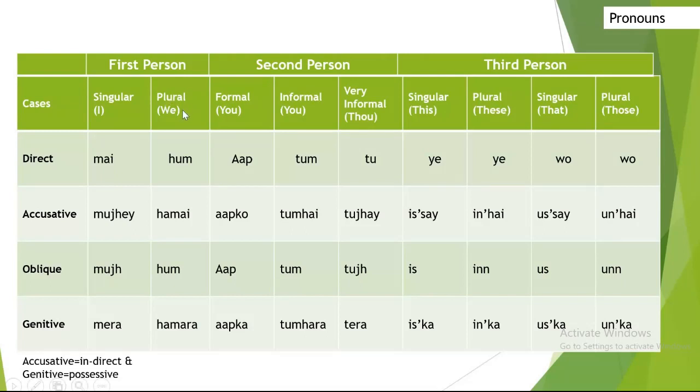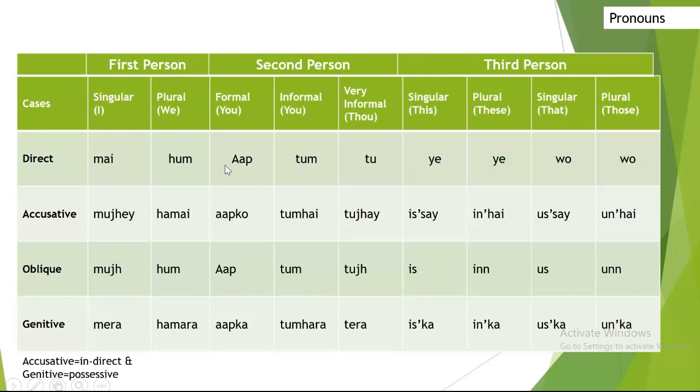First person plural would be we in English and hum in Urdu. We'll take the same example where we said I drink water. Now it is we drink water. So it will be हम पानी पीते हैं. So to repeat it, in singular, first person direct will be मैं पानी पीता हूँ, and plural would be हम पानी पीते हैं.